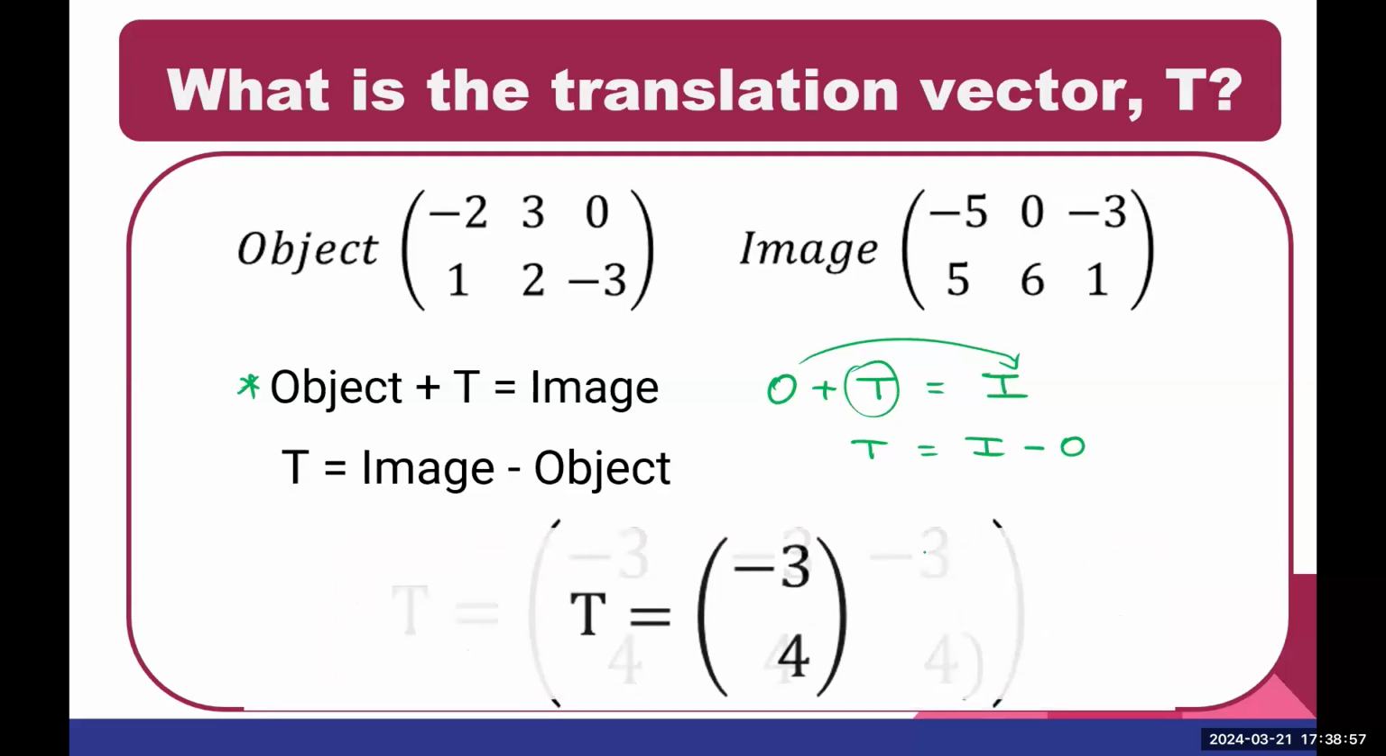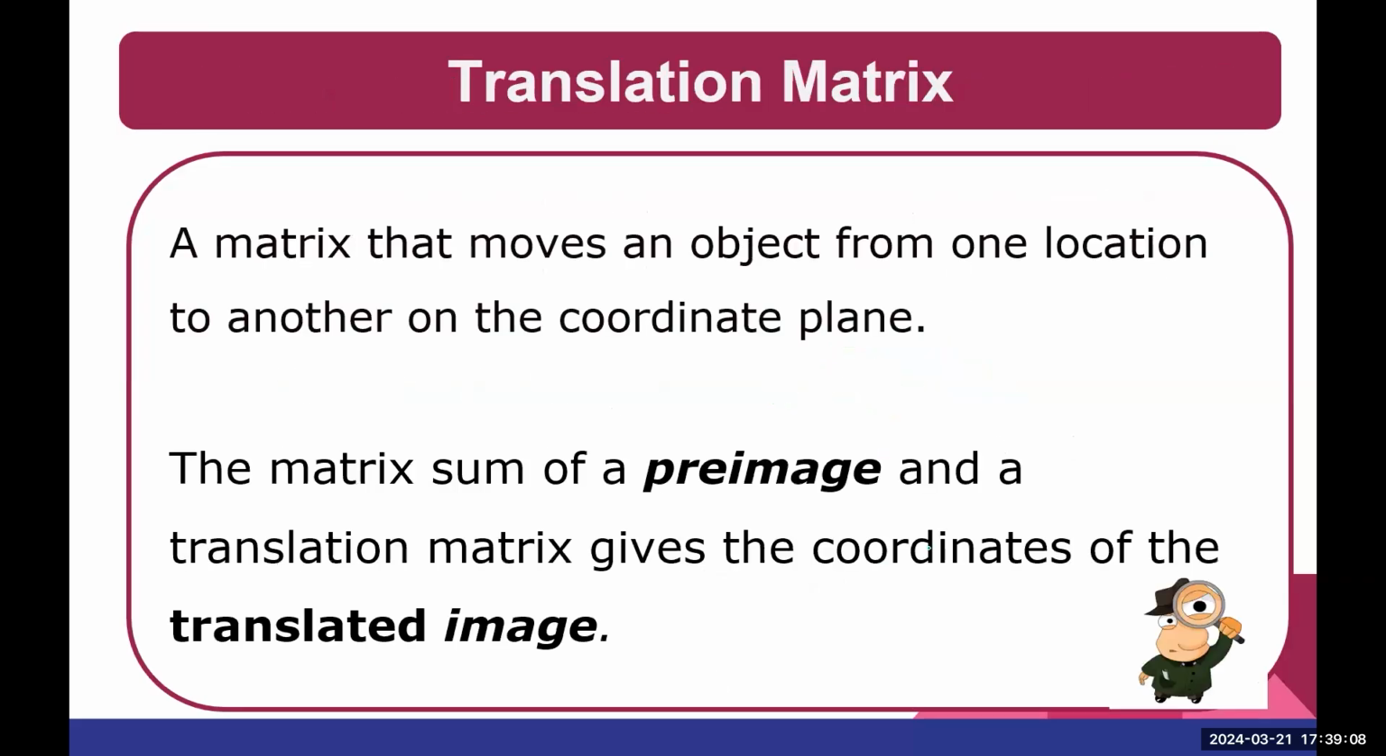And as you can see here, it is represented as a column matrix, or 2 by 1. Now, translation matrix: a matrix that moves an object from one location to another on the coordinate plane, as we discovered previously. The matrix sum of a pre-image and a translation matrix gives the coordinates of the translated image. Now, the matrix sum of the pre-image and the translation matrix gives us the translated image.